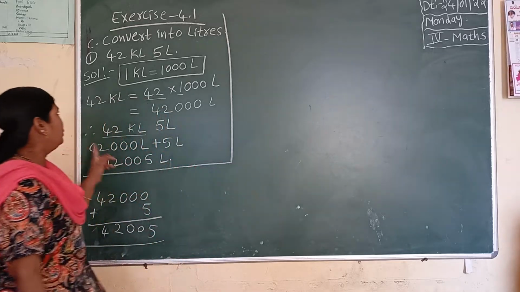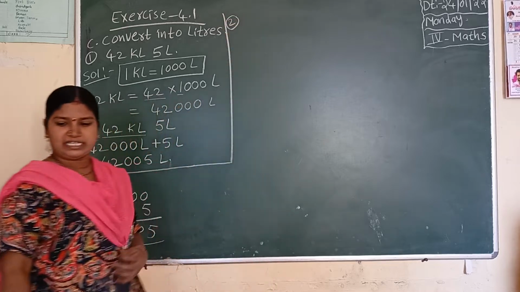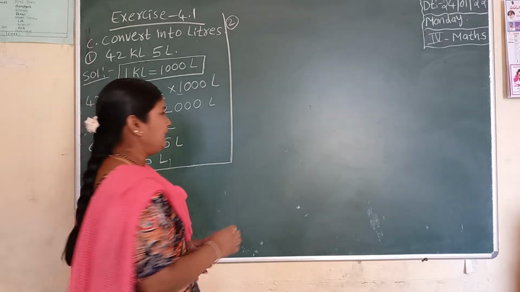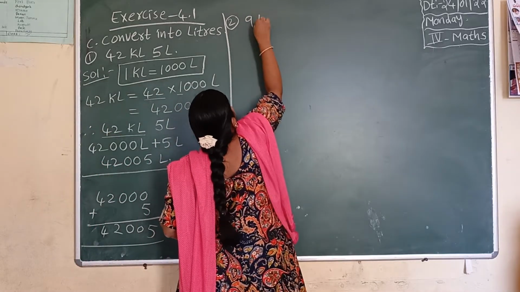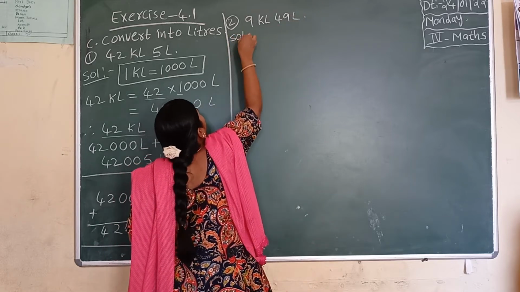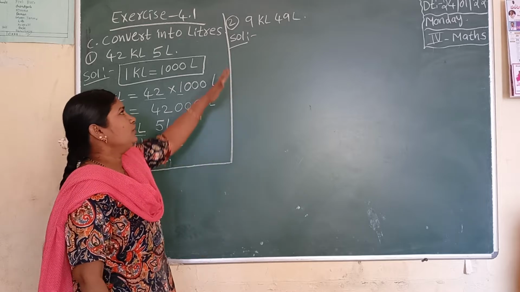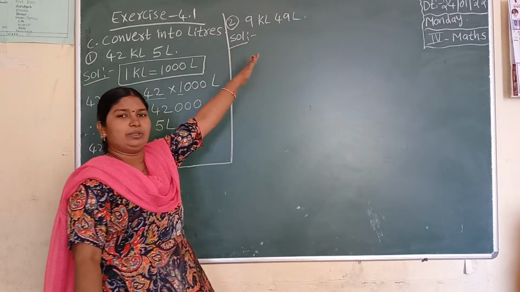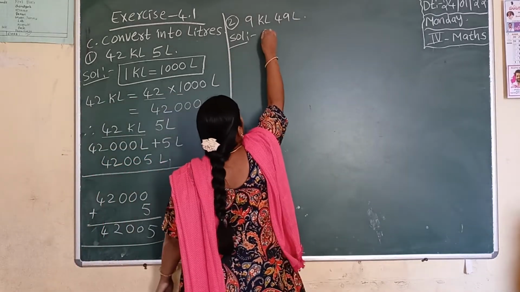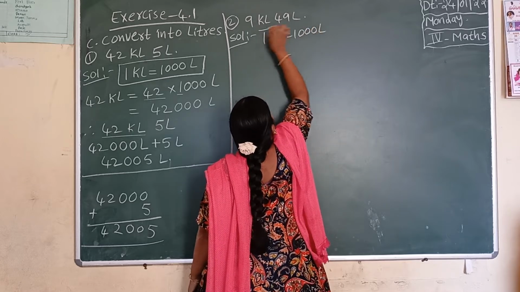Next, now go for the second question in this bit. What is the second question? 9 kiloliters and 49 liters. 9 kiloliters, 49 liters. Before starting the problem, you have to convert kiloliters into liters. So write down the formula. Which formula are we using? 1 kiloliter equals 1000 liters.